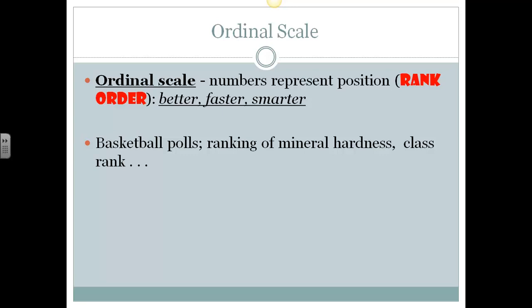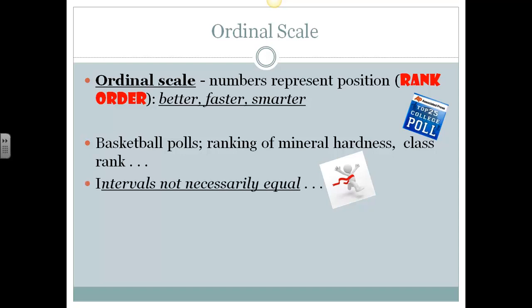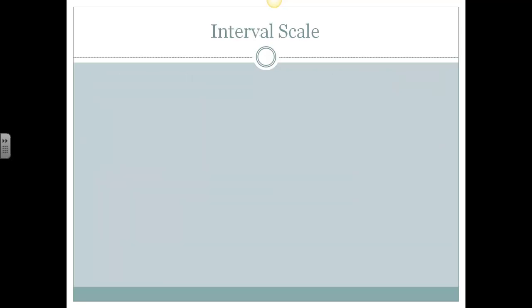Some other examples might be Mohs hardness scale in geology or your class rank. It doesn't tell you how much better somebody is, it just tells you what order you finished. The college basketball poll is probably one of the more famous ones, coming up as we get into March Madness. And the order you finished in a race, for example, would be an ordinal scale, but it doesn't tell you how much faster somebody finished. So the intervals are not necessarily equal. So if you think about what conclusions we can make here.